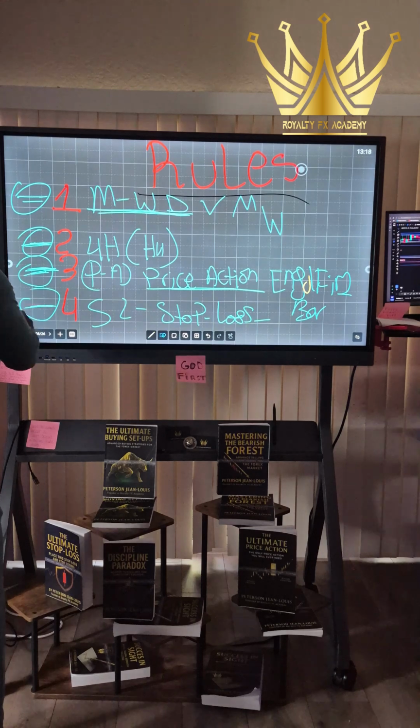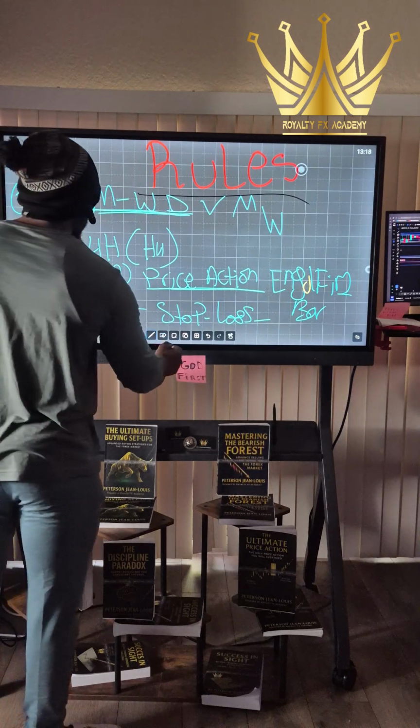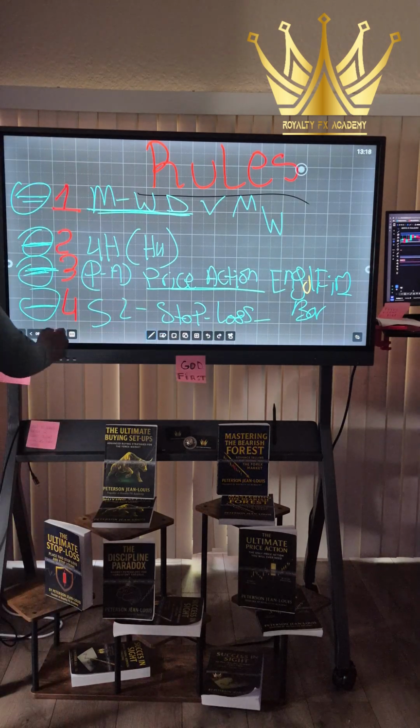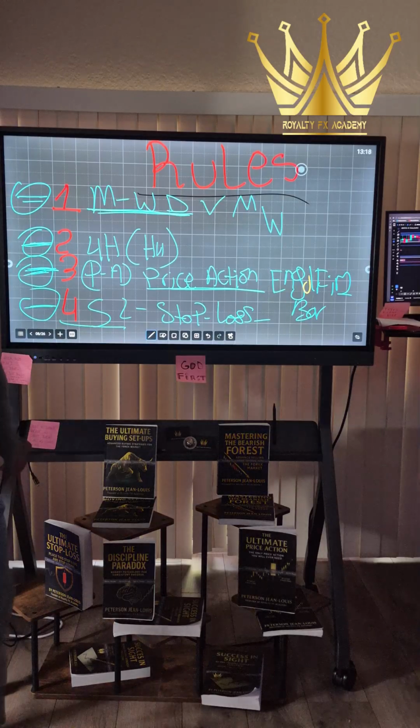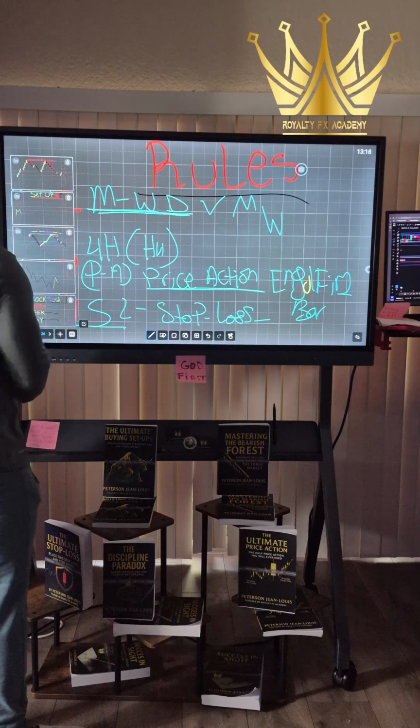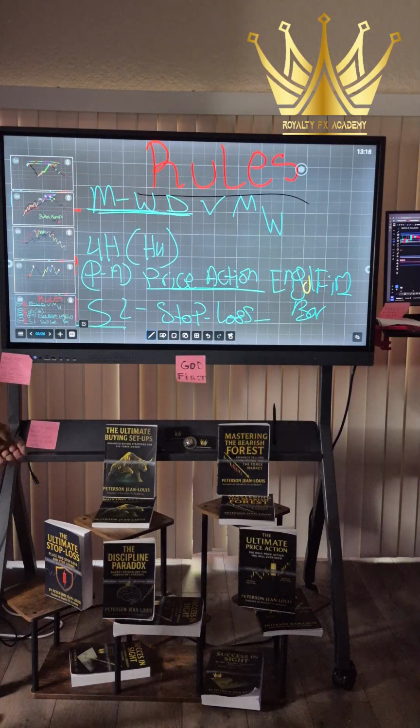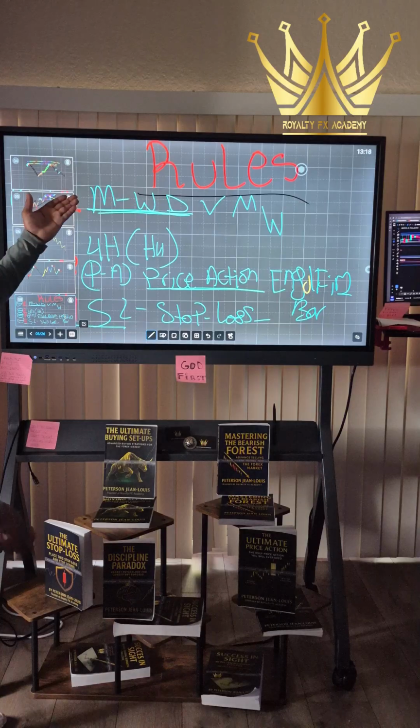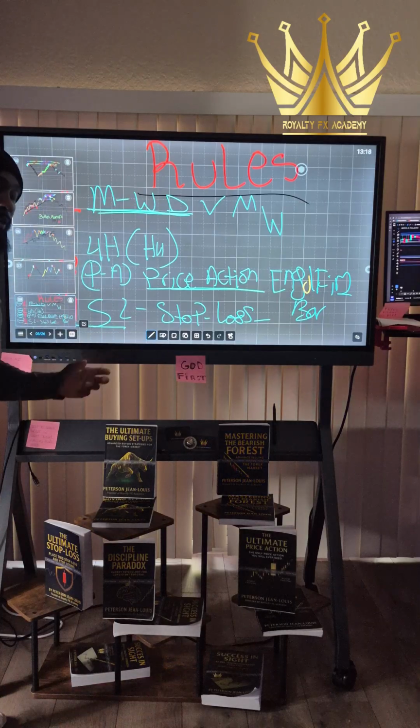And of course, after you took your trade, you place your stop loss accordingly. All right, so these are all rules. Always remember that when it comes to trading, your rules are your technical analysis. You follow them step by step. They are your market psychology.